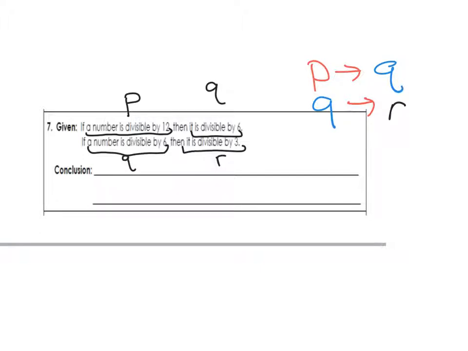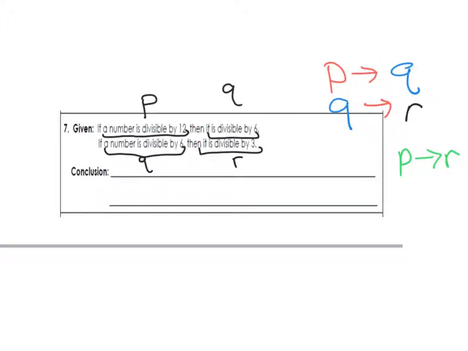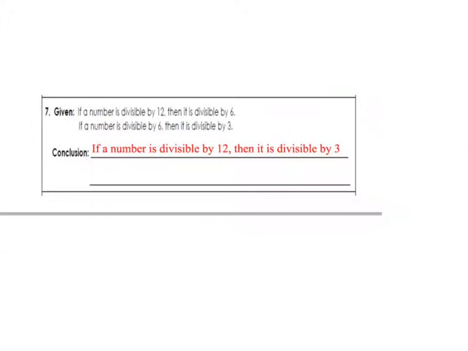Do we have the same thing in the middle? Of course we do. So what is my conclusion? It's that P goes to R. So basically when I read my conclusion, all I want to do is read the P and the R. So take a look. If a number is divisible by 12, drop it, drop it, drop it, then it is divisible by 3. Law of syllogism. There you have it.